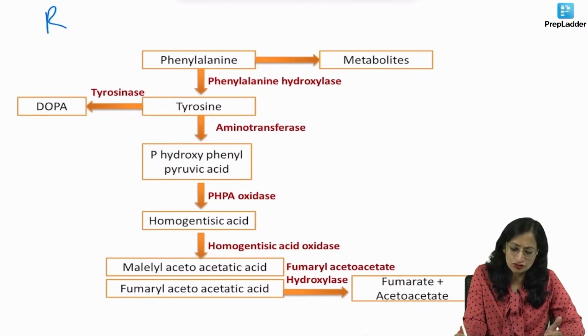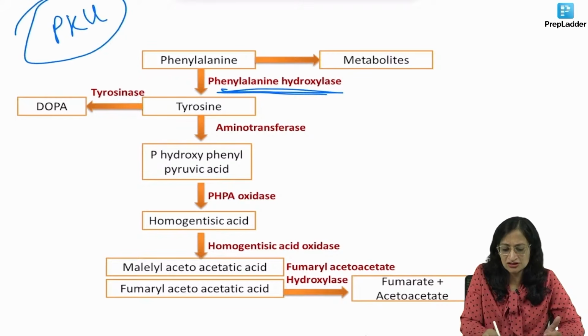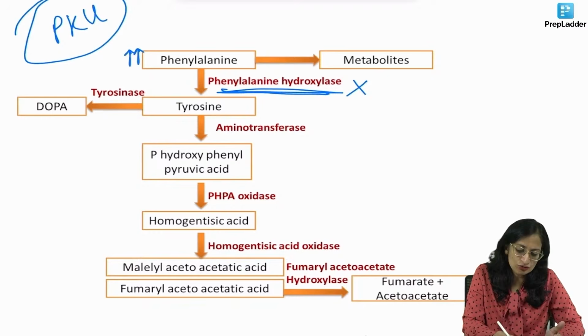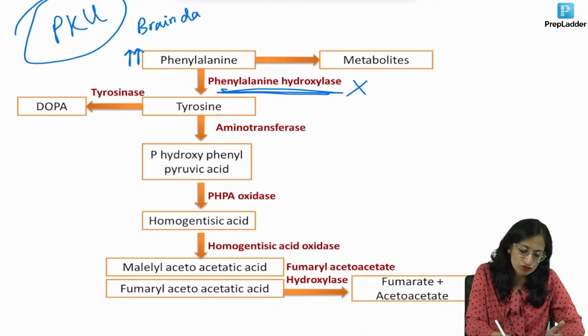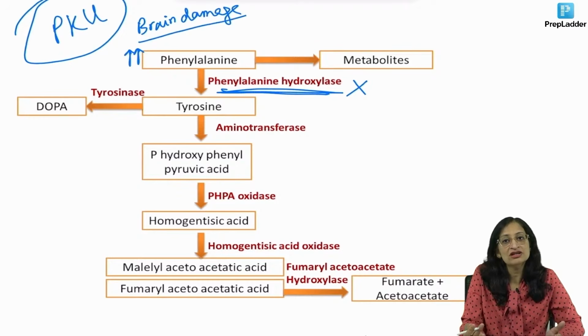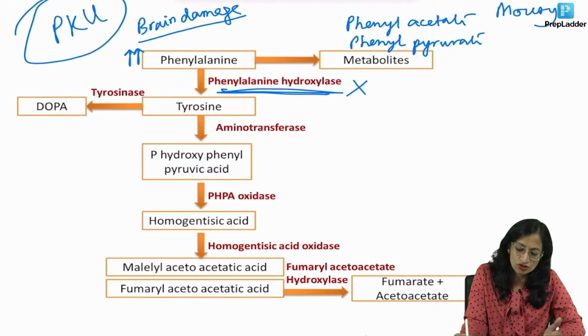What happens in phenylketonuria? Remember we said it is phenylalanine hydroxylase deficiency. This enzyme is deficient, so excess phenylalanine will accumulate in our body and cause brain damage. You will have hypertonia and intellectual disability and so on. Excess phenylalanine will get converted to metabolites like phenylacetate and phenylpyruvate. They give a typical mousy or musty kind of body odor.